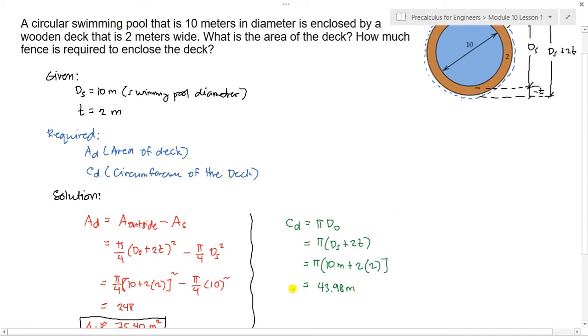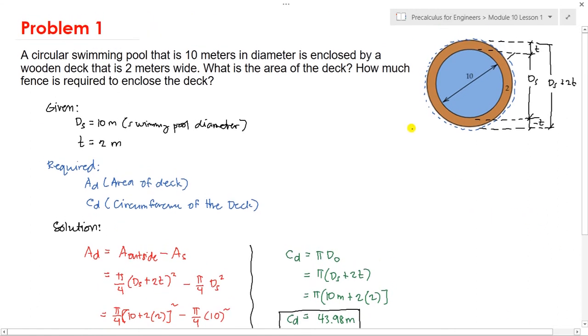Okay? So, mao na siya ang fence nga imong kailangan para enclose nimo ang deck. Okay? So, nakuha ra? Nasunod ra class? Okay. So, let's proceed to the second example.